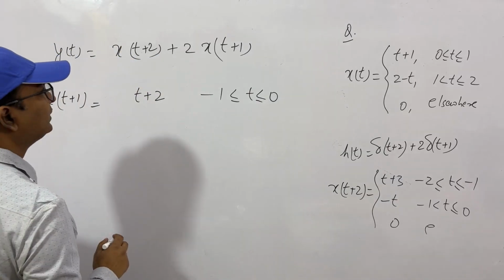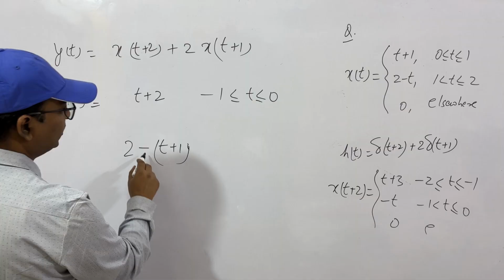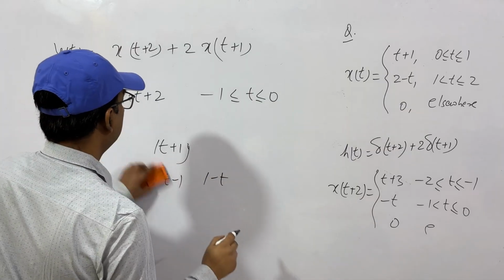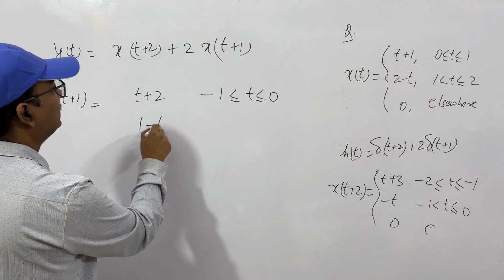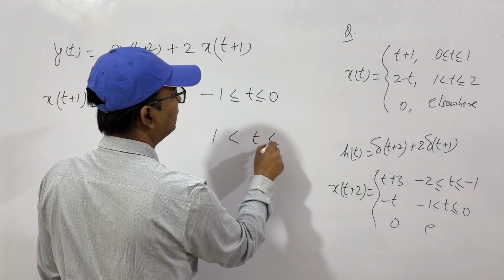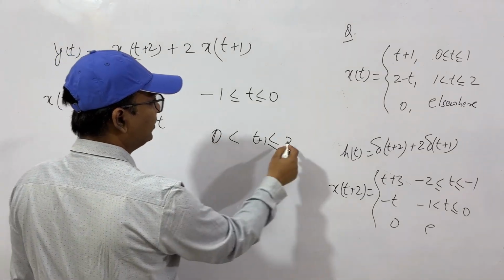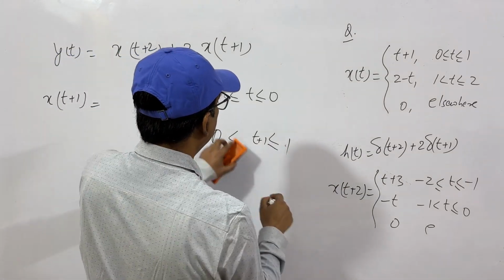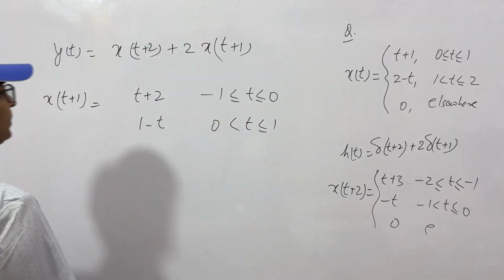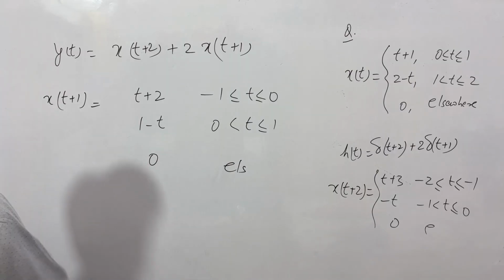Second is 2 minus t. So 2 minus (t plus 1). This means 2 minus t minus 1. What is it? It is 1 minus t. So 1 minus t. The limits will be, so we have t plus 1. So minus 1, this becomes 0, minus 1, this becomes 1. So 0 to 1. Okay, and then 0 elsewhere. So this is the second signal.